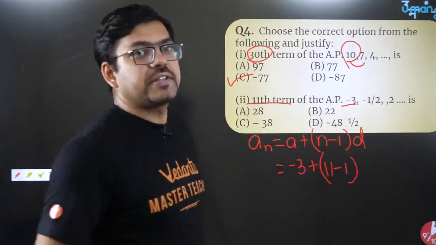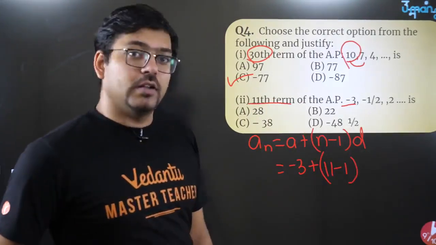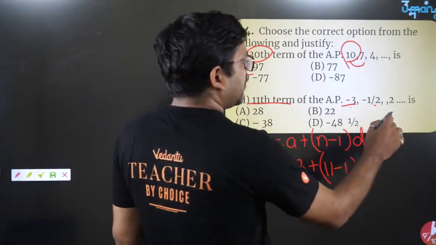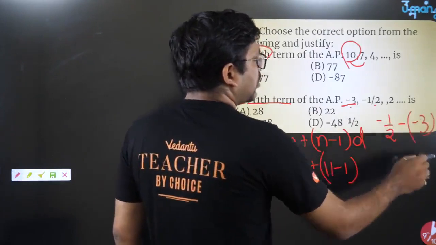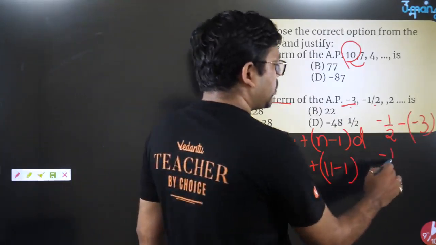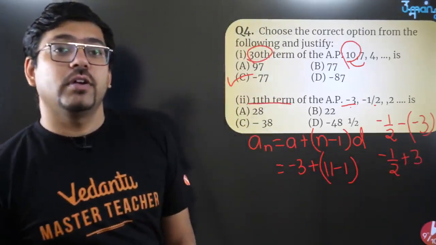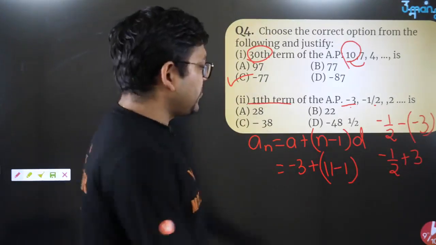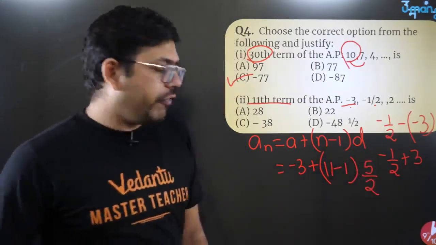And then common difference d. How would we find that? Again, second term minus first term. That would be minus 1 by 2 minus first term, that is minus 3. So we have minus 1 by 2 plus 3, so that is 3 minus half. 3 minus half is 2.5, that is 5 by 2. So in place of d, you can write 5 by 2.